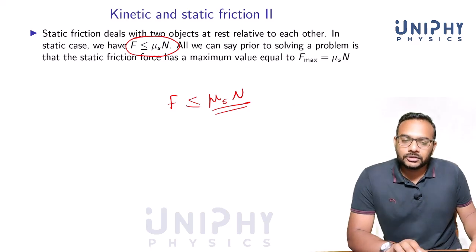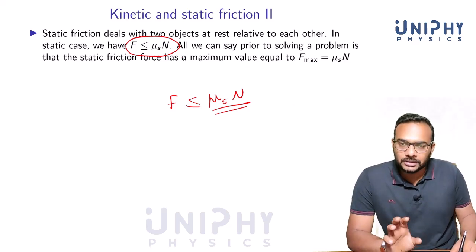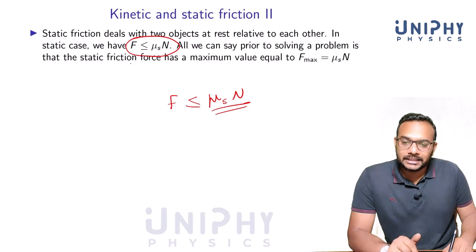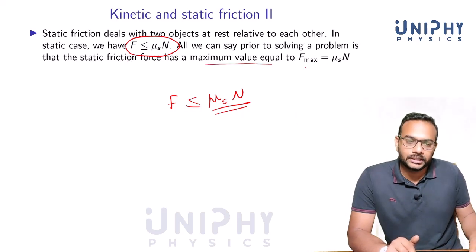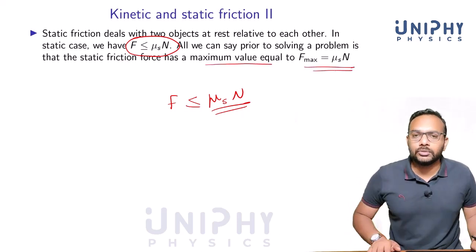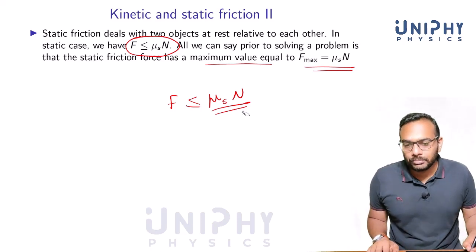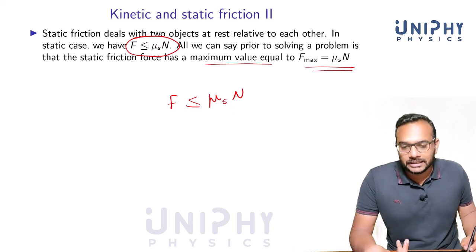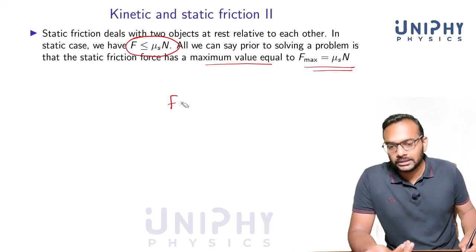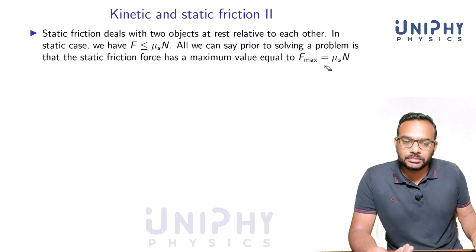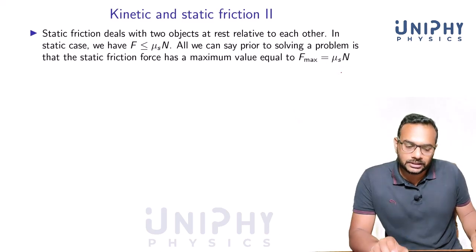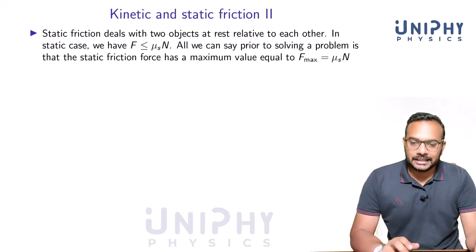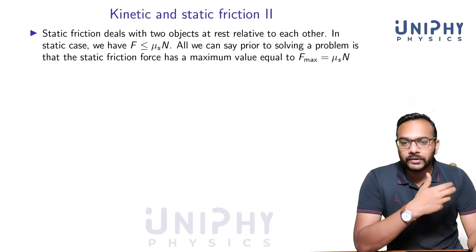So before solving the problem, the only thing we can say is that the static friction force has a maximum value F max equal to mu s n. Just before the movement starts, you will get the maximum value for static friction. So we can only say the maximum value is this thing. We cannot write it exactly, as we can in the case of kinetic friction.